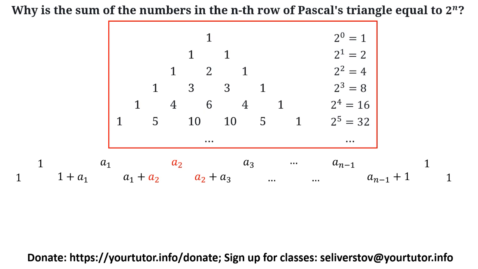Well, since in the first row the sum is 2, then when moving to each subsequent row, the sum doubles. Then the sum in each nth row will be exactly equal to 2 to the power of n. In this case, n runs through all integers from 0 to infinity. And that is the proof.